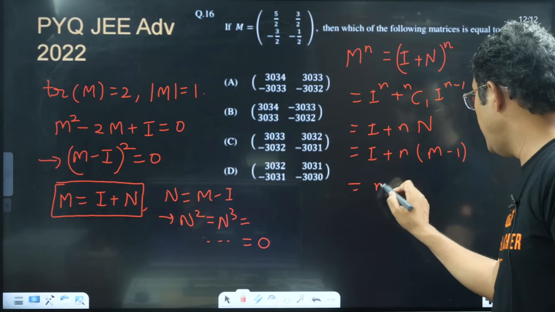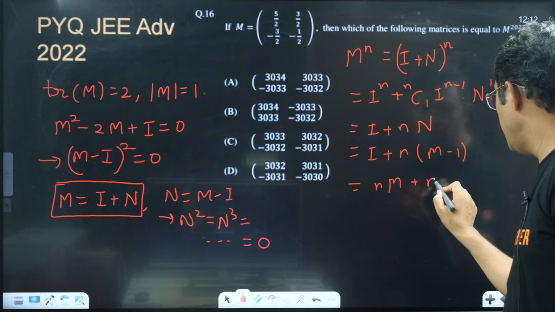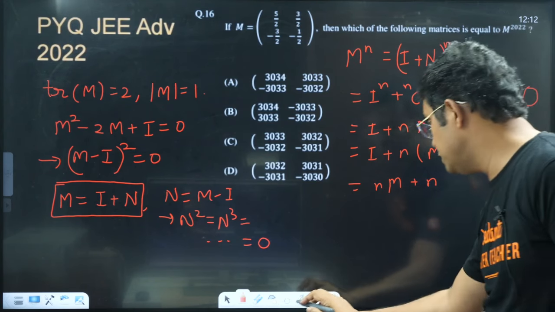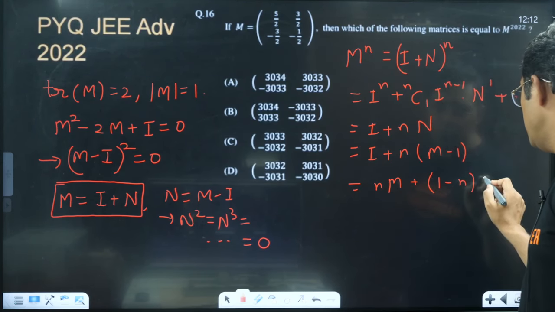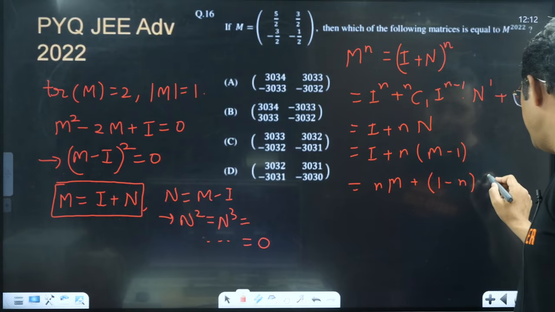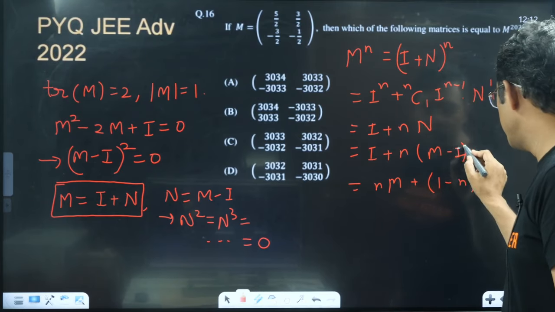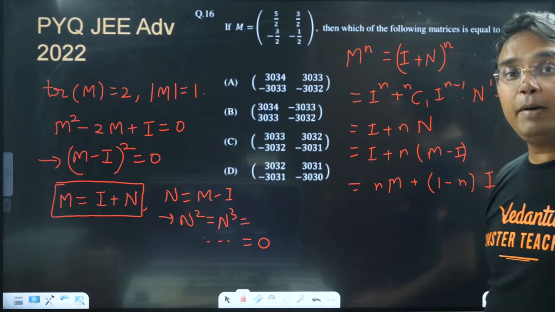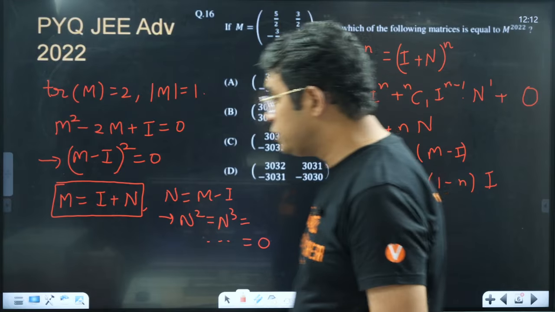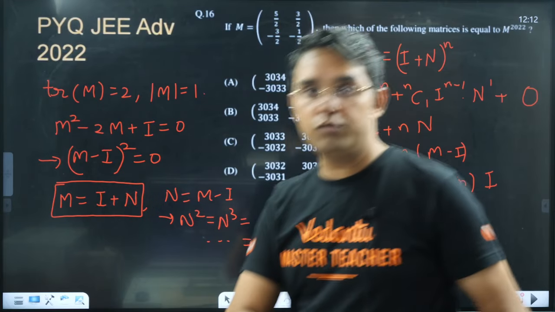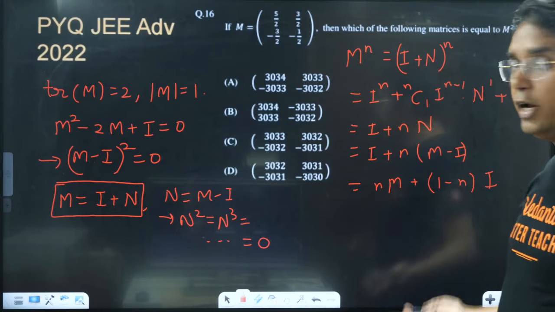So this is n into m plus n, actually this would be 1 minus n into I. Yeah, this was I actually. Okay, so this is what my m power n is. Now you want to know m power 2002, you can do it. Okay, I will leave this question here, because after that you just have to plug in the value of n and you get the answer.